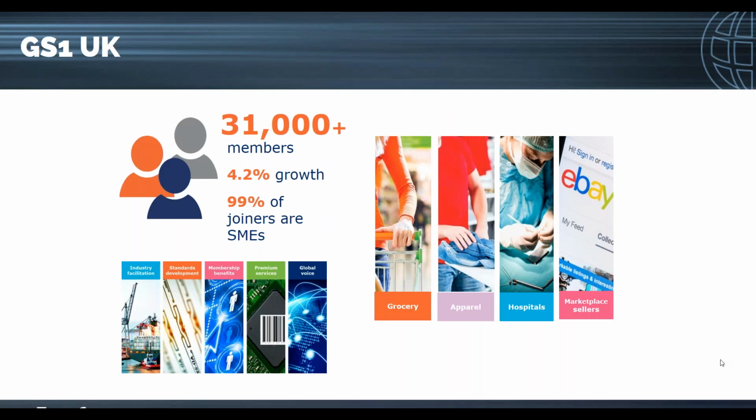In the UK, GS1 have around 31,000 members across a number of sectors. The majority are very small businesses and classed as SMEs, and many of these have joined in recent years in order to trade successfully online. In the UK, the main sectors we support through our standards are retail for grocery and apparel, the health service, and as mentioned, the fast-growing marketplaces that we all use.